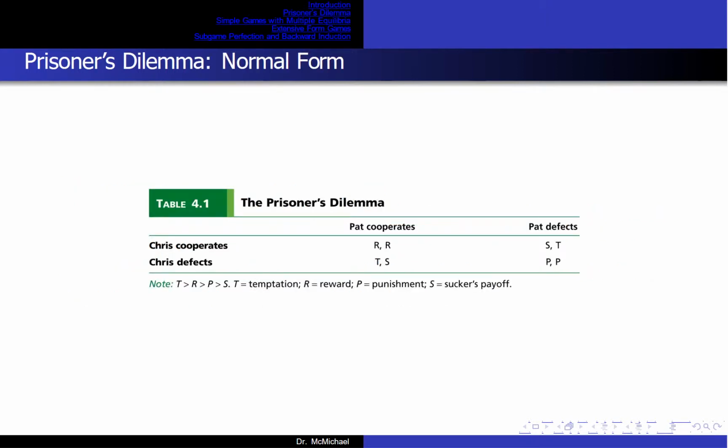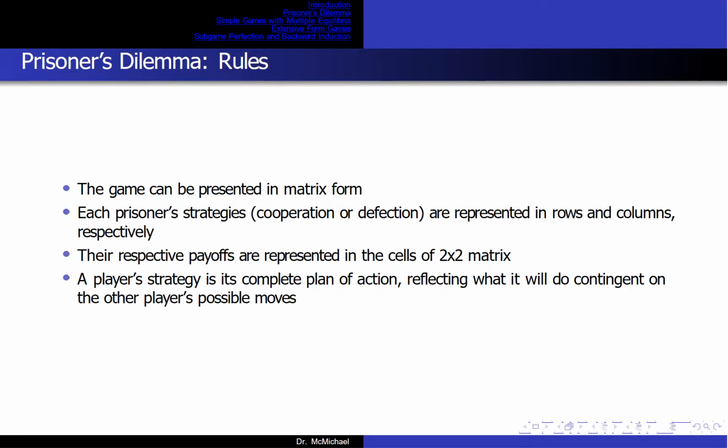The game can be presented in this matrix form, table 4.1 in your textbook. Each prisoner's strategies, cooperation or defection, are represented in rows and columns, respectively. The respective payoffs are represented in the cells of the 2x2 matrix. Row player's payoff comes before the comma, and column player's payoff comes after the comma. A player's strategy is its complete plan of action, reflecting what it will do contingent on the other player's possible moves.